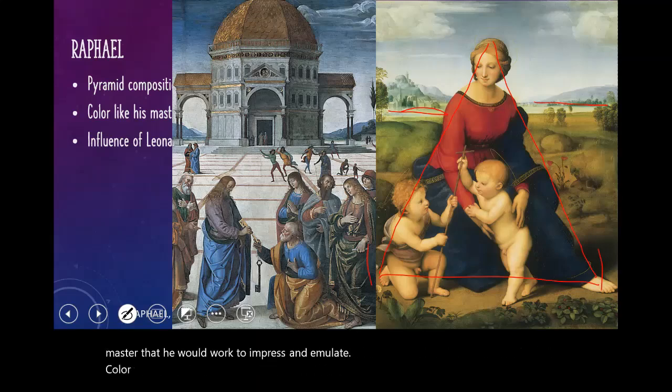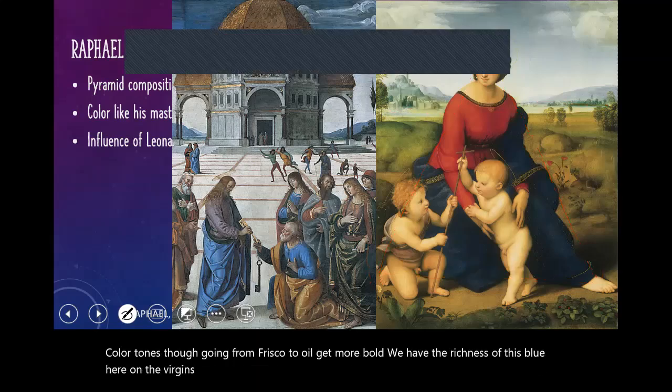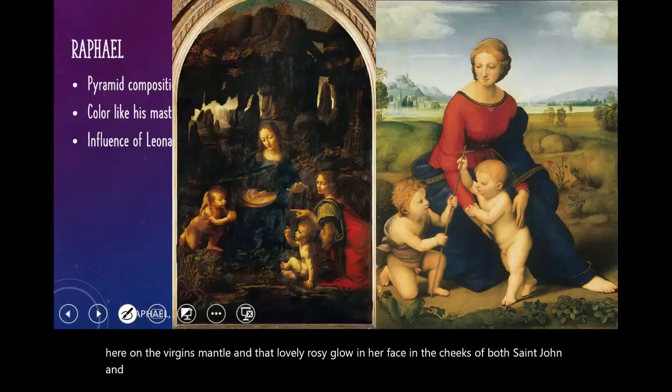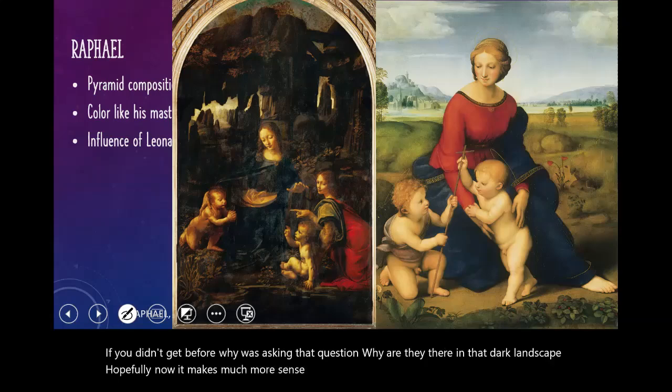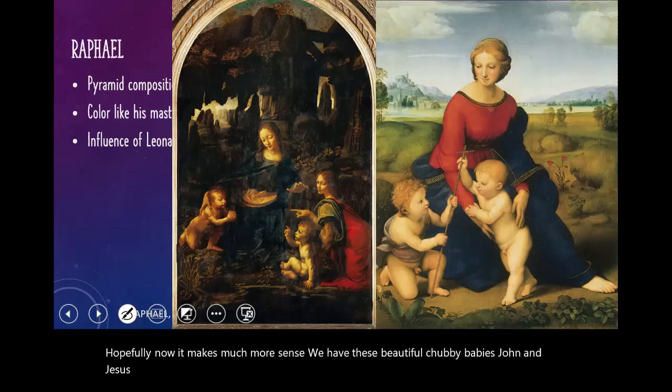Color tones, though, going from fresco to oil, get more bold. We have the richness of this blue here on the Virgin's mantle, and that lovely rosy glow in her face, in the cheeks of both St. John and Jesus. Much more family oriented, right? Much more warm and fuzzy than Madonna of the Rocks. If you didn't get before while I was asking that question, why are they there in that dark landscape? Hopefully now it makes much more sense. We have these beautiful chubby babies, John and Jesus, from left to right, in a place that makes a bit more sense.